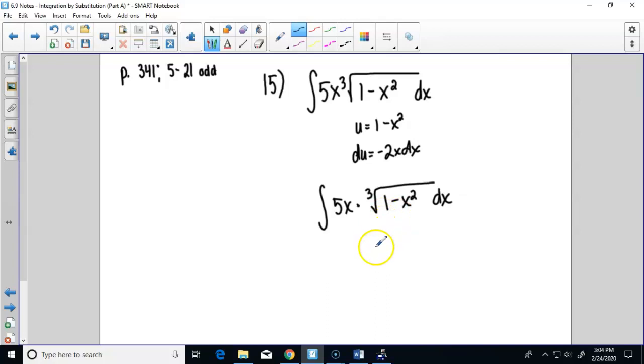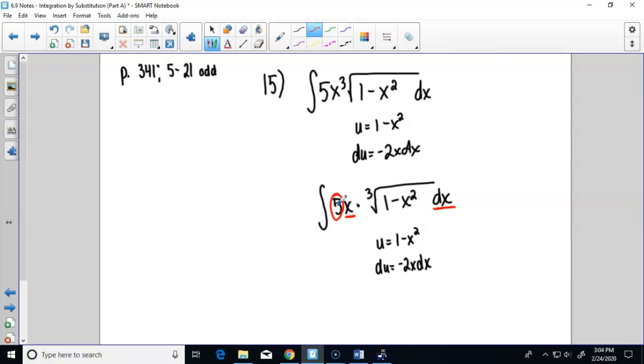So u, in this case, would need to be 1 minus x squared. And so du would be negative 2x dx. Now, this time I've got the dx right here that I need. I've got the x that I need. I've got this 5. But I need that 5 to be a negative 2.